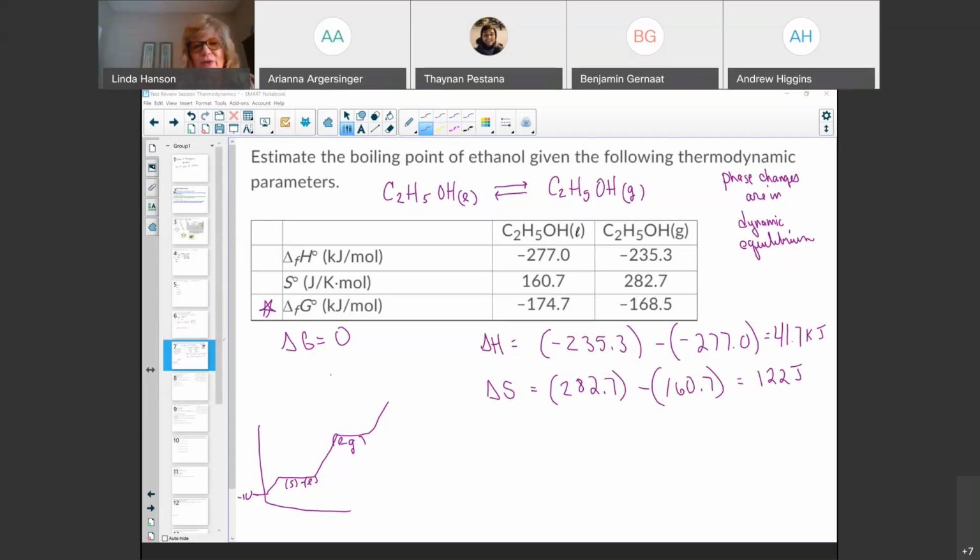Okay, so here's what we know. We have delta G is equal to delta H minus T delta S. Delta G is 0 in a dynamic equilibrium. Delta H, which by the way, this makes complete sense, doesn't it? That it came out positive, an endothermic reaction, because it takes heat energy to force a liquid to turn to a gas. That's an input of energy. So that value being positive makes perfect sense, 41.7.